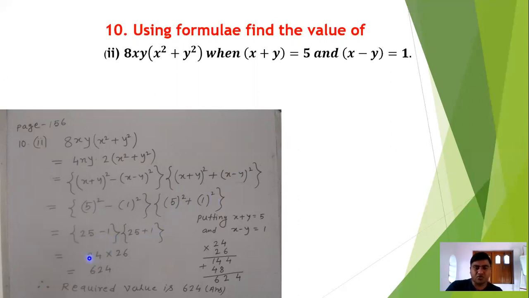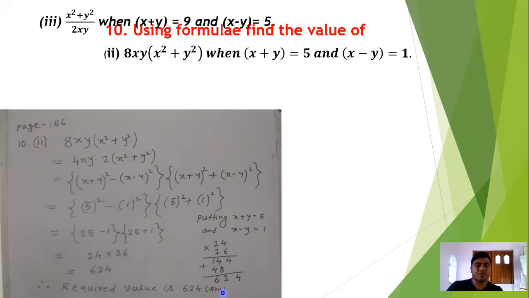5 square is 25 and 1 square is 1, so 25 minus 1 is 24, and 25 plus 1 is 26. 24 into 26. Now multiply 24 by 26. This is 624. Therefore, the required value is 624.